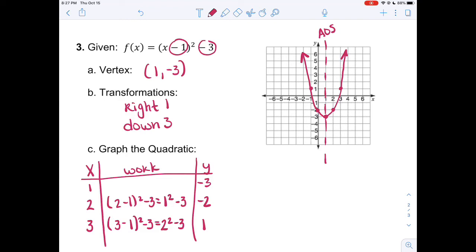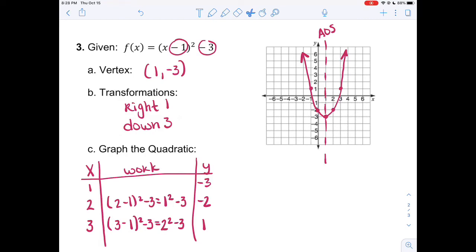Welcome back. Hopefully you were able to discover that the vertex is at 1, negative 3, based on having a negative 1 here. Remember, it's the opposite of what you see because of the negative built into the equation. And then my y value is a negative 3. The negative 1 inside the parentheses is going to move me to the right by 1. And the negative 3 tacked onto the end is moving me down by 3.